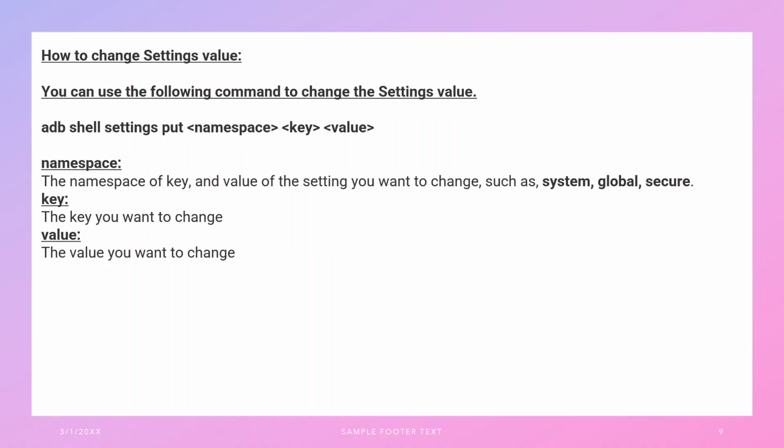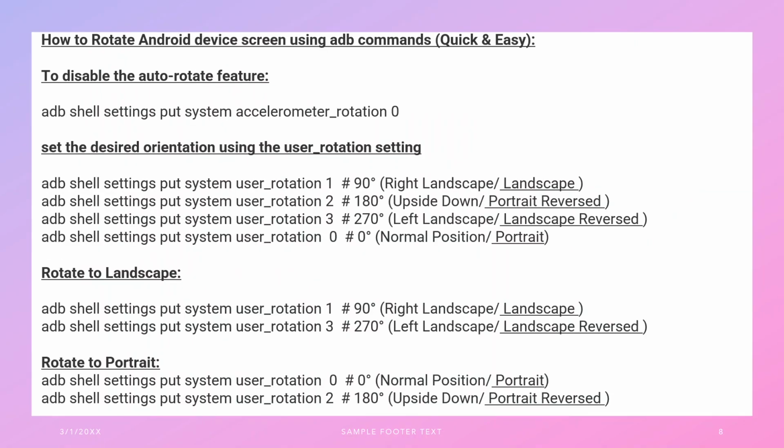Put and namespace. For the namespace, you can provide these 3 values: system, global, secure. In this case, I am changing the simulator value, so I am using system here, and then the key. They have different types of keys. In our case, we are using user_rotation and the corresponding value for a particular key. So here our key is user_rotation. This is our key here. And 1 is the value of this corresponding key.